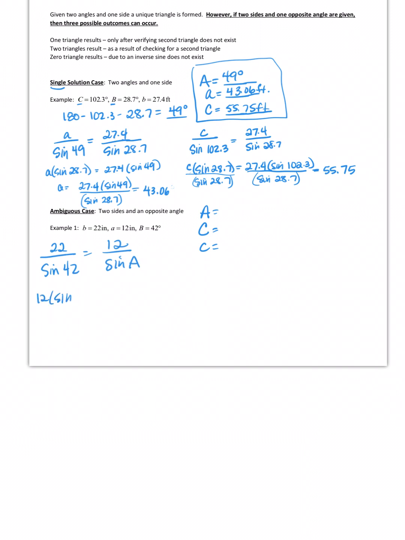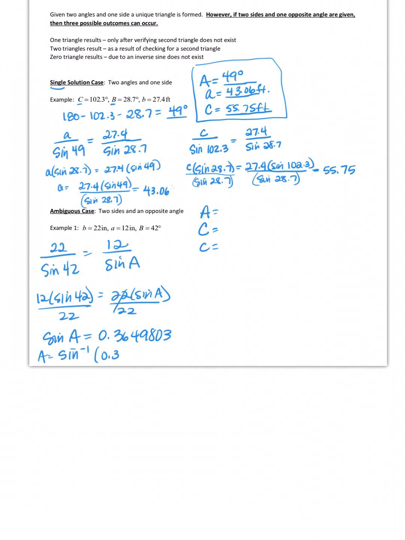12 times the sine of 42 equals 22 times the sine of A. Well, I need to solve for the sine of A, so I'm going to divide by 22. Now, when I do that, I have the sine of A equals, what is this going to come out to be? This comes out to be 0.36498803, whatever. Now, to find A, I have to do the inverse. A would then be the inverse sine of this value.